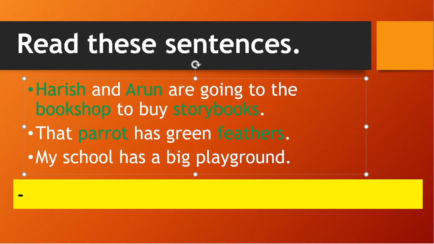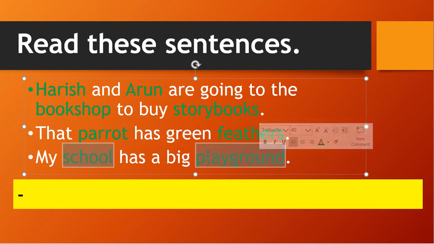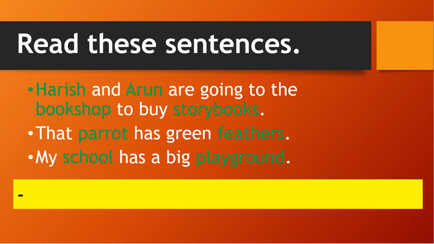And the next sentence is: my school has a big playground. So here school is a place where students go for learning. Okay, so school is a place, and playground is also a place. So what we can say here is, school and playground both are nouns.